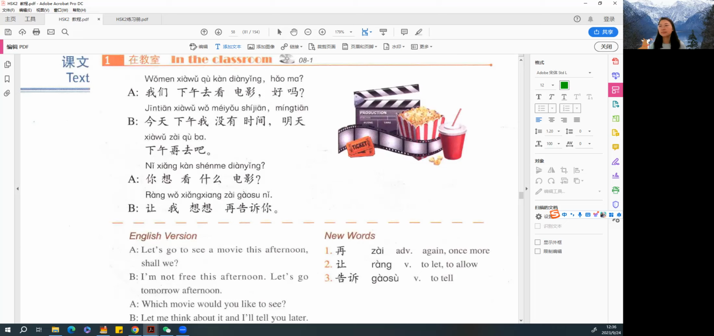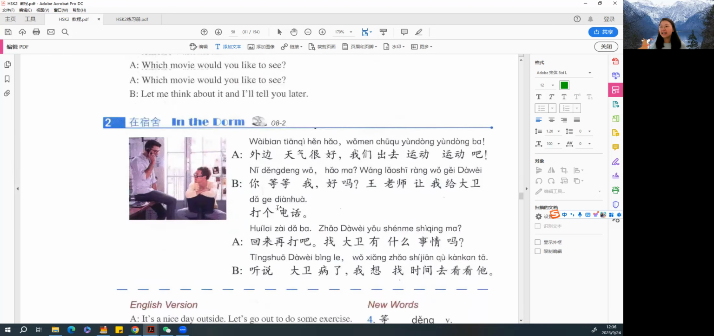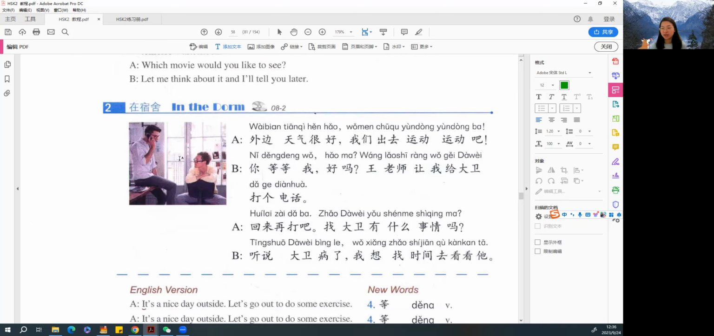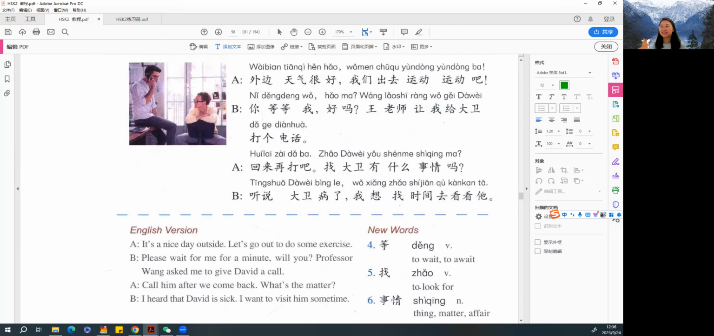And then I asked 你想看什么电影? What kind of movie do you want to see? And that is our title. 让我想想再告诉你. Let me think about it, then I tell you. And then in the dorm, 在宿舍. 宿舍 means dormitory. 等 to wait, you see? 找事情. 事情, the item, something to do.